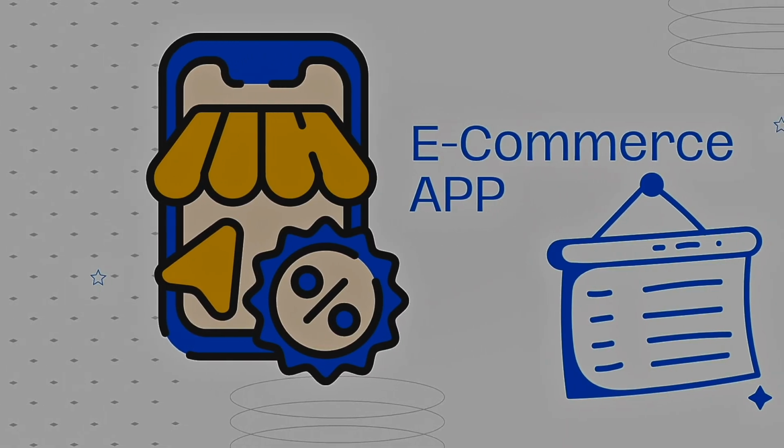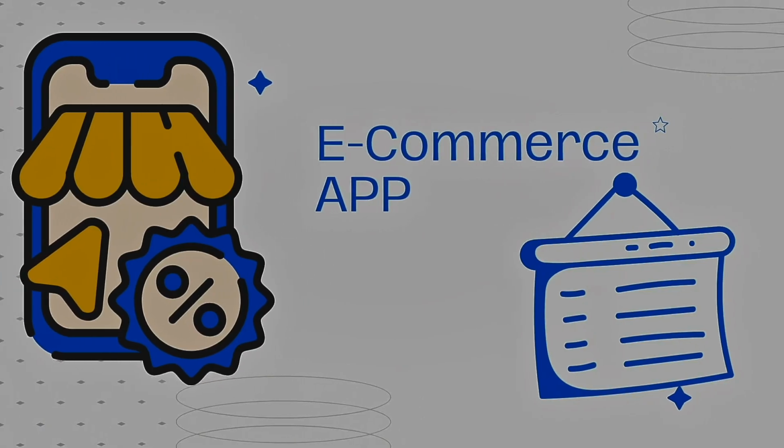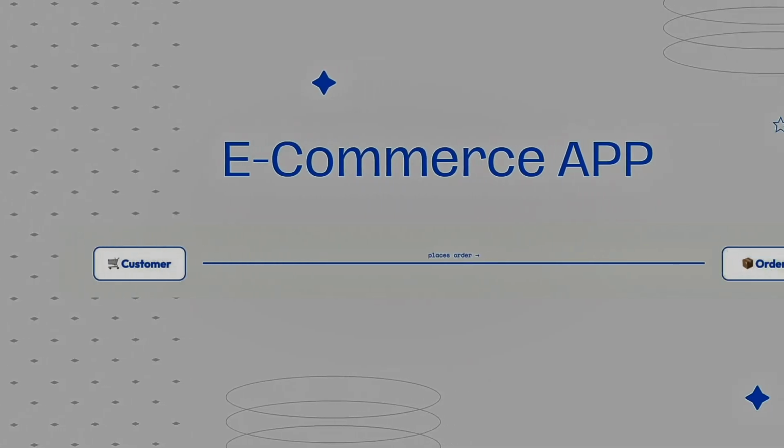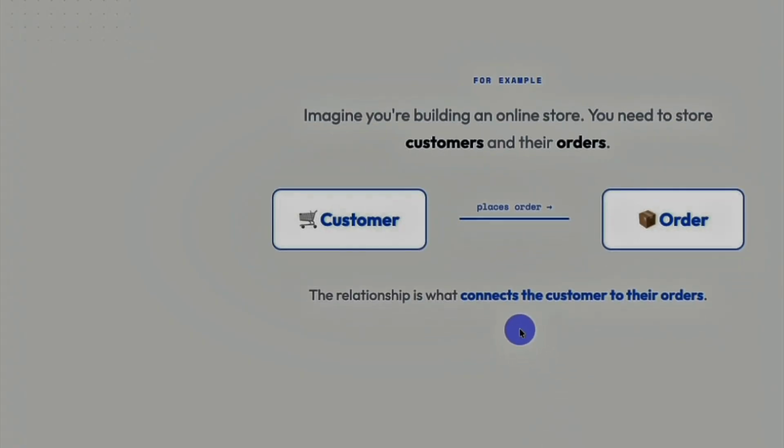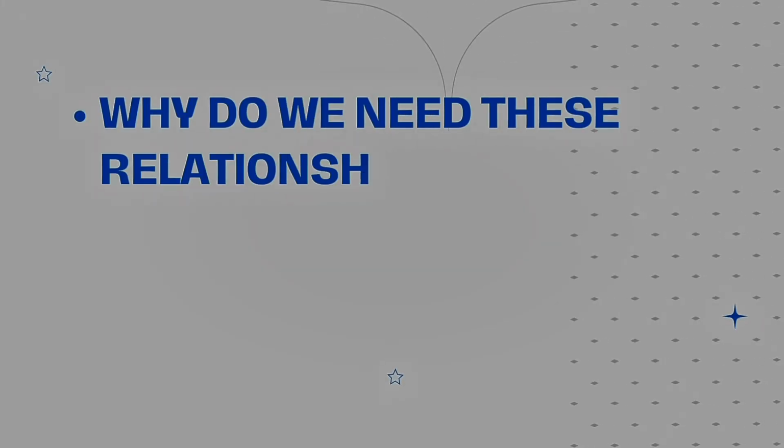Now, imagine you are building an e-commerce app, like maybe a small online store for a small business. You would need to store information about your customers, right? And then you would also need to store information about the orders that they are placing, right? So a relationship in that scenario would be something that connects the customer to the order, right? Now, why do we need relationships? What problems do they solve?